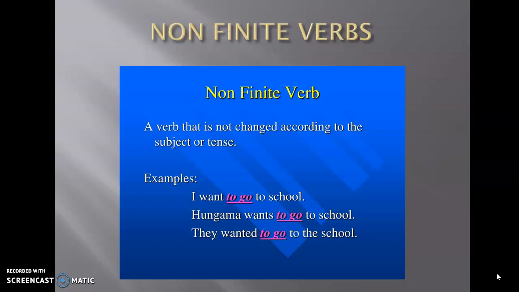Then we have non-finite verbs. Non-finite verbs are the verbs that do not change. Finite verbs change, non-finite verbs do not change according to the change in the tense or the subject. I want to go to school. Hangama wants to go to school. They wanted to go to school. Now, what is common in these sentences? To go. To go has not changed even when the tense is changing or even when the subject is changing. So, these are non-finite verbs which do not change.